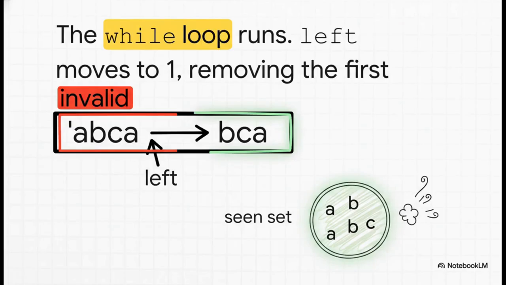So what do we do? We can't keep expanding. This is where that while loop kicks in. To fix the window, we have to shrink it from the left until the duplicate is gone. So we look at our left pointer, which is still on the first A. We remove that character from our seen set, and then we slide the left pointer 1 spot to the right. Now our window is BCA. It's valid again, and we're ready to continue.